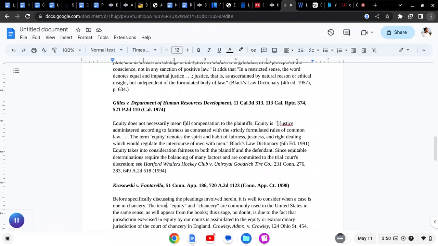Equity does not necessarily mean full compensation to the plaintiffs. Equity is justice administered according to fairness as contrasted with the strictly formulated rules of common law. The term equity denotes the spirit and habit of fairness, justness, and right dealings, which would regulate the intercourse of men with men. Black's Law Dictionary, and so on. Equity then, I'm reading too fast, sorry about that. Equity takes into consideration fairness of both the plaintiff and the defendant, since equitable determinations require the balancing of many factors and are committed to the trial court's discretion.